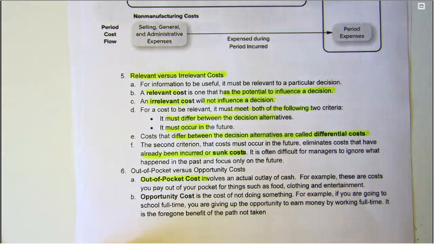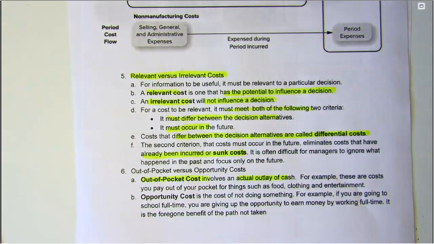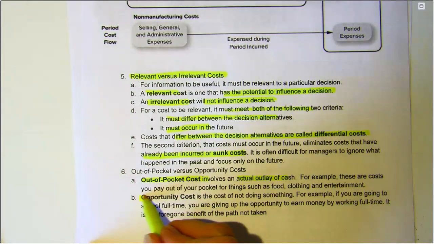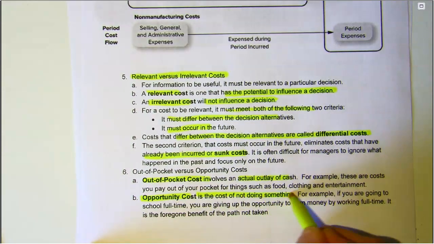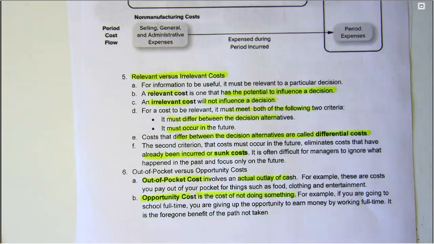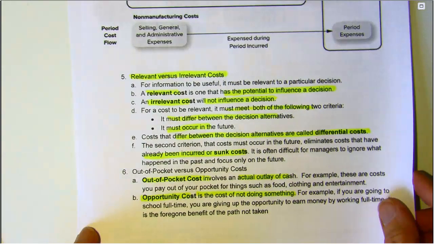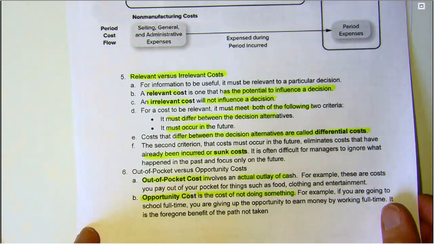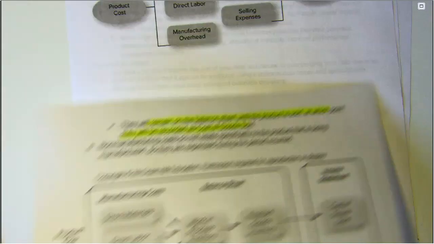The last category here is out-of-pocket versus opportunity costs. An out-of-pocket cost involves an actual outlay of cash. For example, for your trip, you're going to have to pay for the gas and the tolls. Those are considered out-of-pocket costs, or your hotel for that matter, your plane ticket. Opportunity costs are the costs of not doing something. So if you go on the trip, you're not going to be able to work that weekend, and you're going to lose the wages that you would have earned. You're giving something up in order to take the trip, so that would be the opportunity cost, whatever you would have earned for that weekend.